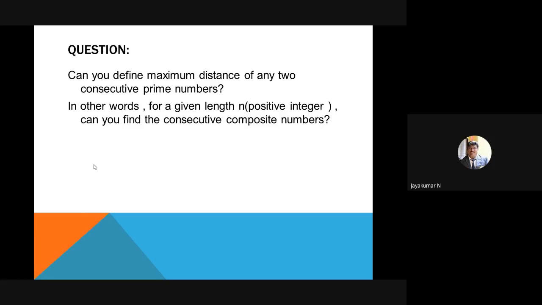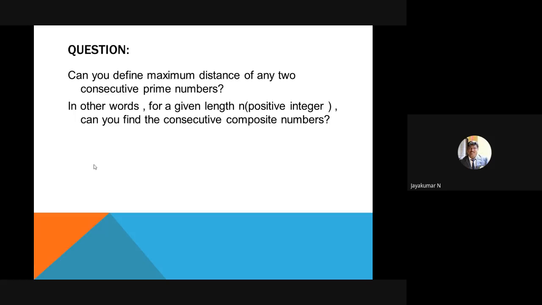Did you understand my question first of all? If you want to define the distance, can you define a maximum distance of any two consecutive prime numbers? This is my question. In other words, if it is possible, the maximum distance is possible, and the second question stops at some integer n.